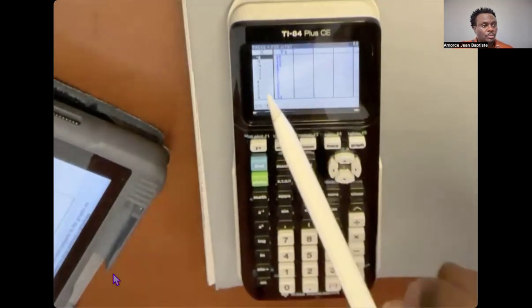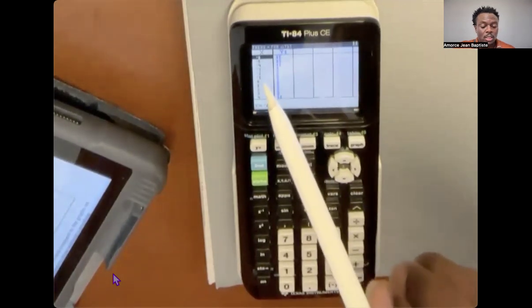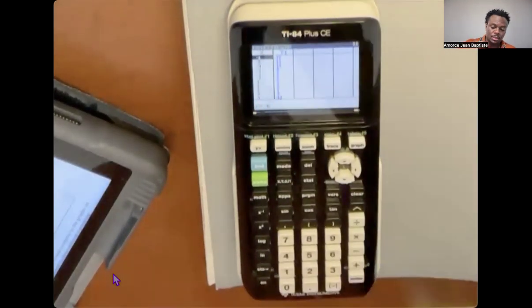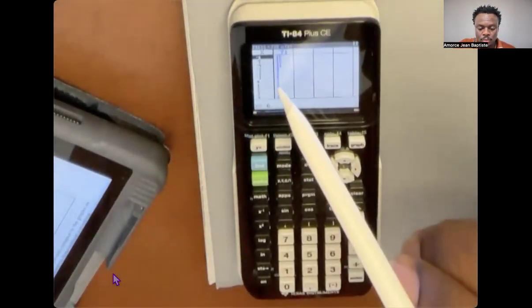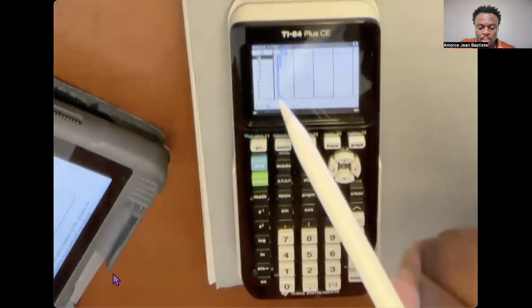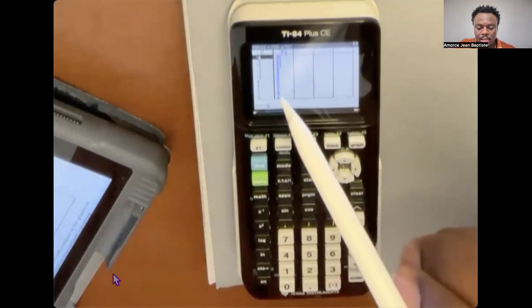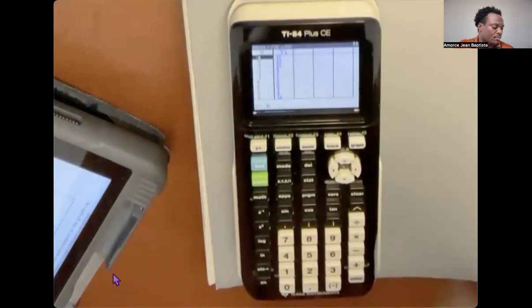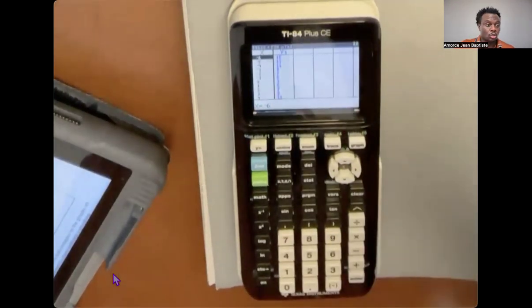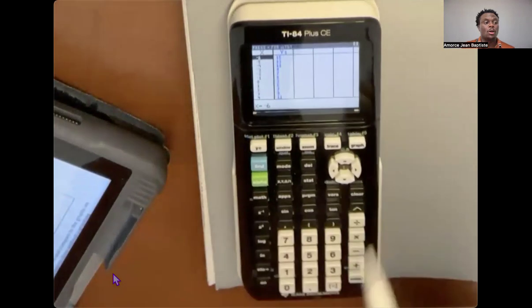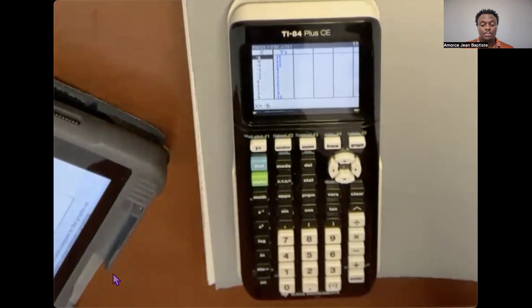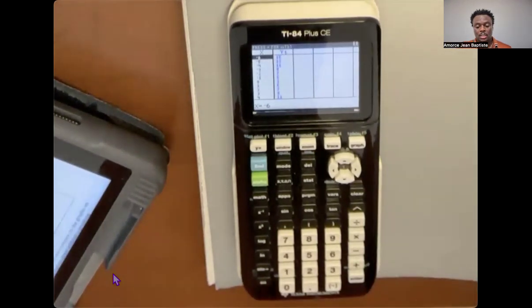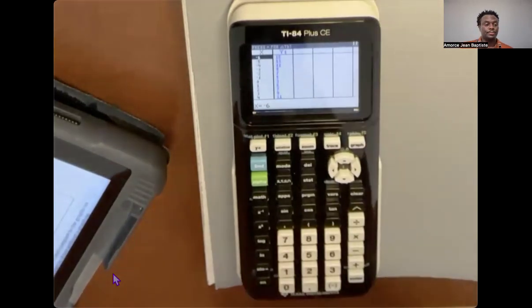For 0, I don't know if you can really see, but 0 is 3. 1 is 5. 2 is 7. And 3 is 9, which are the same values that we have here. So I just wanted to show you how to use your graphing calculator to find those values. So basically, you can repeat this for any function that you need the values on a table for.